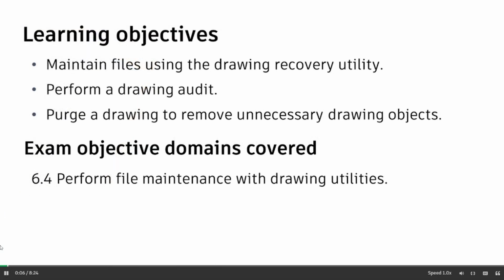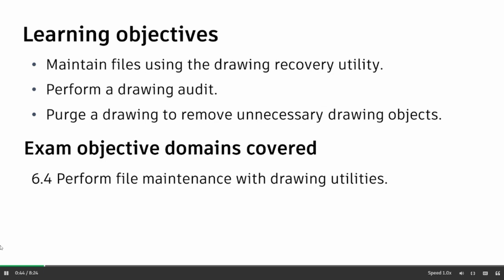In this video, we're going to take a look at how we can maintain our files using the drawing utilities in AutoCAD. We'll be looking at how the drawing recovery tools work in AutoCAD, especially when a file has been closed down unexpectedly. For example, you might have a power outage and your AutoCAD shuts down without you shutting it down following the relevant process. Based on that, we'll also perform a drawing audit so that you can audit your recovered drawing. And then we're going to look at how we can purge a drawing to remove any non-necessary drawing objects.